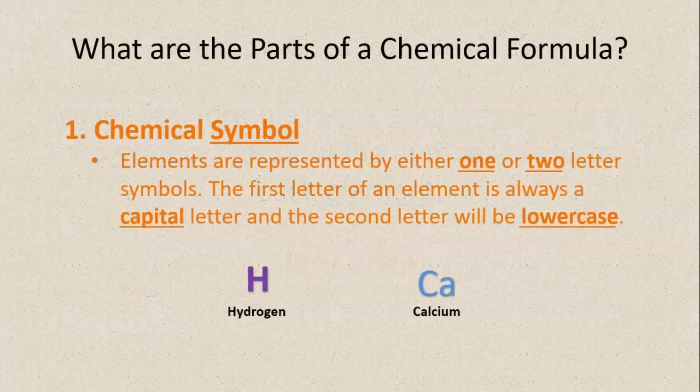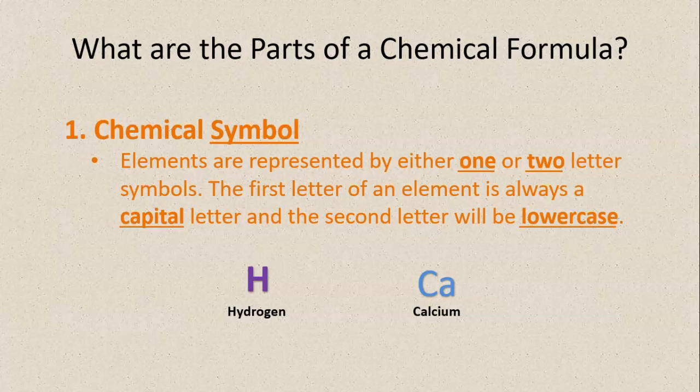So, what are the parts of a chemical formula? Well, there are 4 different parts we're going to talk about. The first one is the chemical symbol. The chemical symbol is the 1 or 2 letter symbol, like we find on the periodic table, that represents an element. So the first letter of an element symbol is always a capital letter. We've talked about this. The second letter is always lowercase. So we have a couple of examples here. Capital H for hydrogen, Ca for calcium, capital C lowercase a.